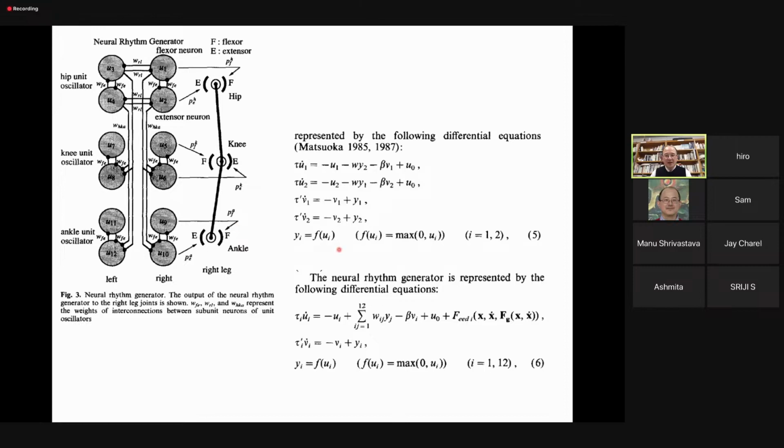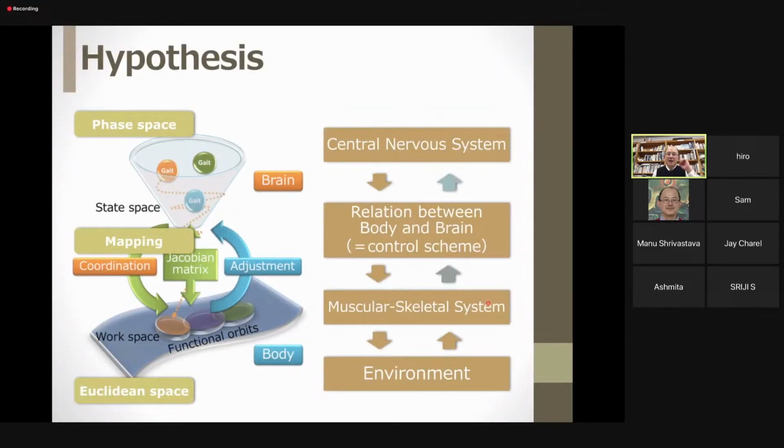This rhythmic generator is represented by the following differential equation, and it very nicely connects things together. This is a picture given by my PhD student, Kazuko Moda. He described it as this system: the central nervous system and the related musculoskeletal system, with the body, the brain, and the environment connected together. Then there's some formulation.